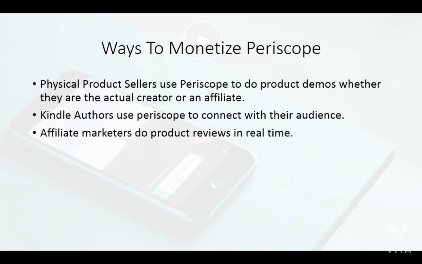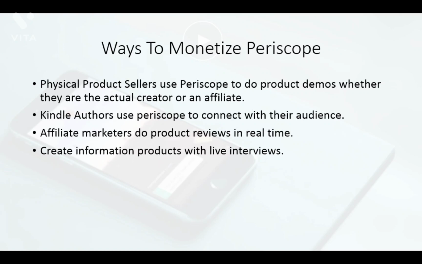And of course, this is slightly different from a physical product seller who could be the product creator. Affiliate marketers can do product reviews in real time. They can do them for digital products. They can do it for anything that they want. Services. Affiliate marketers, this is a great way, again, to get people to see and get people to experience something before they actually go and make the buying decision. And of course, one of the great ways of being able to use Periscope is to create information products with live interviews right there on the spot.